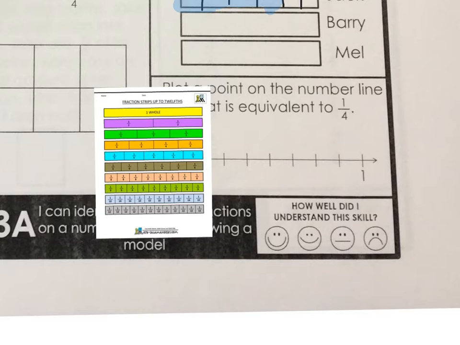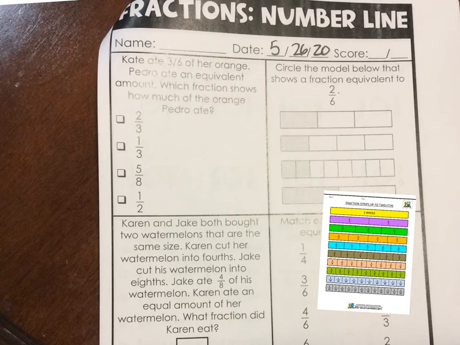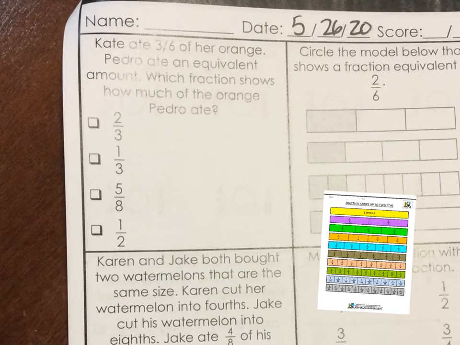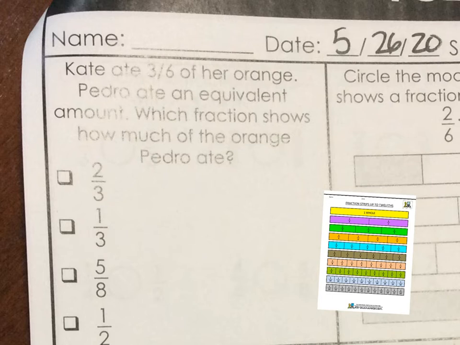Now if you guys need any help, please make sure you let me know that you need help, okay? Your parents text me. Okay, here we go. Here's page 2. So page 2, again, you're working on fractions, number line. So it says here, sorry if you guys can hear the kids outside playing.